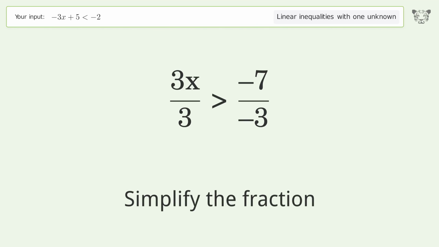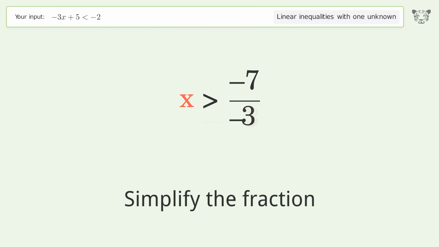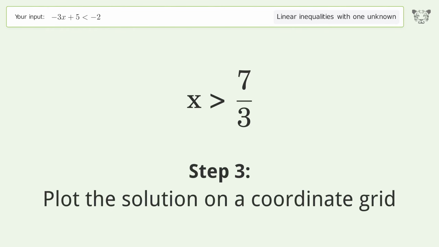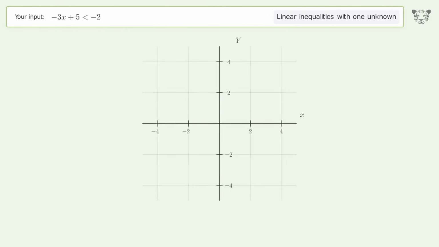Simplify the fraction. Cancel out the negatives. Plot the solution on a coordinate grid. And so the final result is x greater than 7 over 3 greater than 21 over 3.